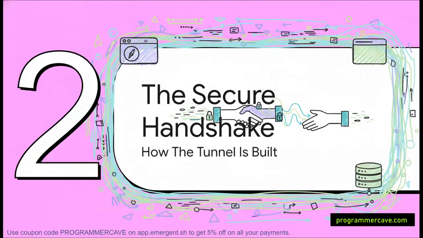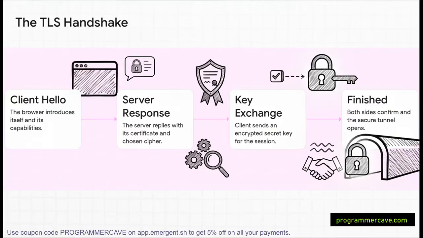So how does TLS actually build this secure tunnel? It all kicks off with a process called the TLS Handshake, which is this really rapid back and forth negotiation between your browser and the server. Let's walk through it. First, your browser sends out a little message called a client hello. It's basically saying, hi there, here are all the encryption methods I know how to use. The server then replies with its digital certificate. Think of it like its passport to prove its identity.